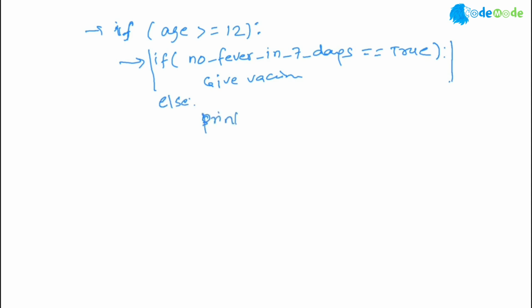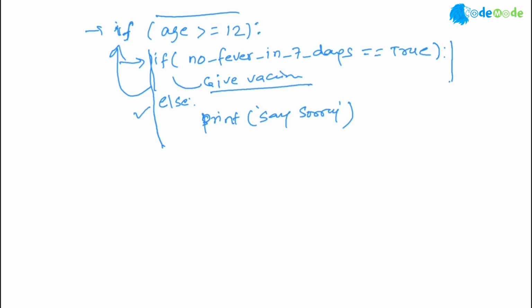Print say sorry, something like this. So the scope of this block is this if else statement. Only when this condition is true, this block is going to execute. Now this condition, give vaccination, is true with respect to this block. So this will execute only when this one is true and this one is true. Then only it will go to this, and then finally come to this block.